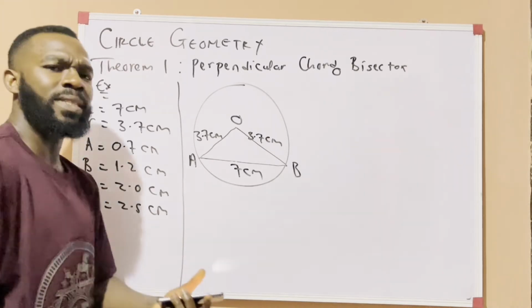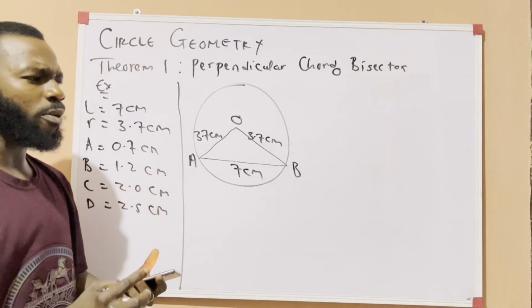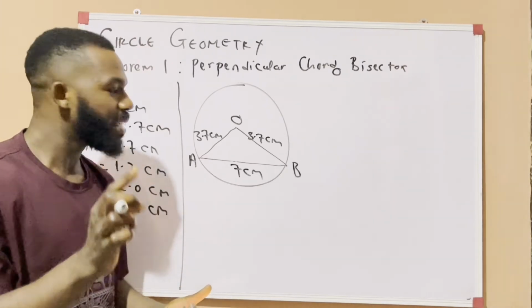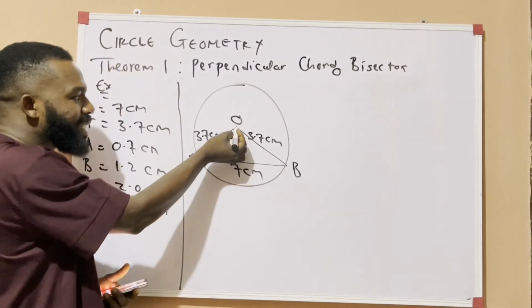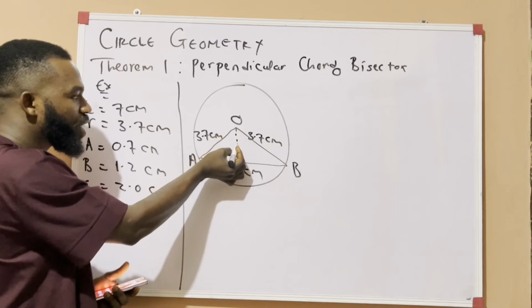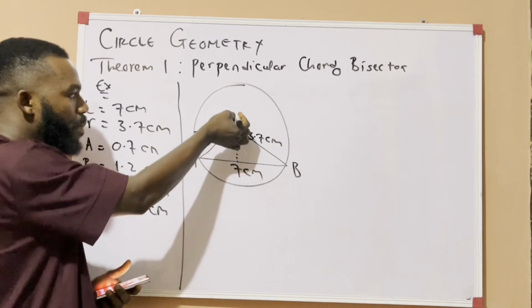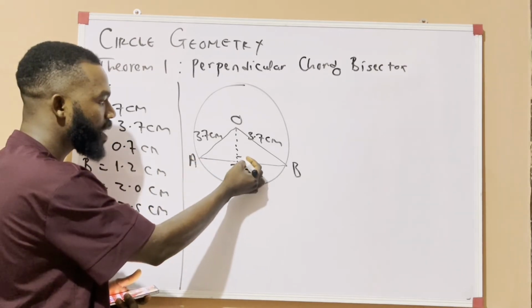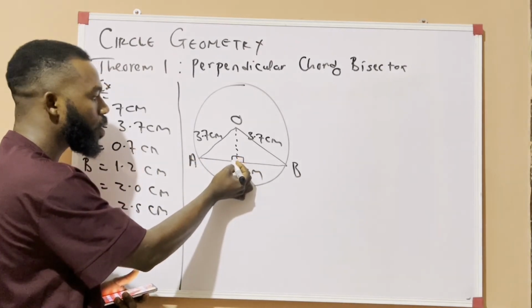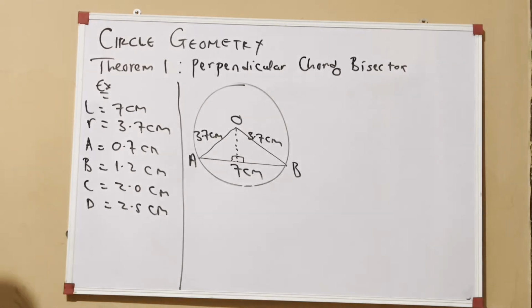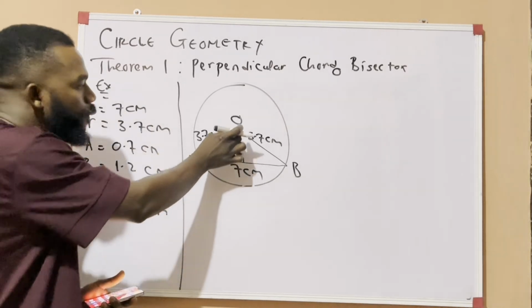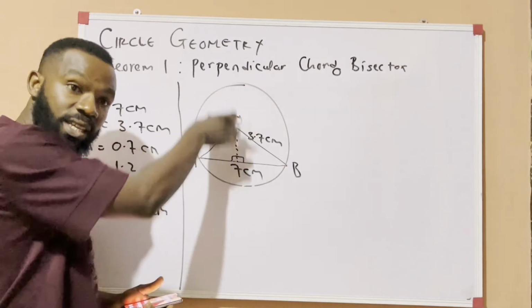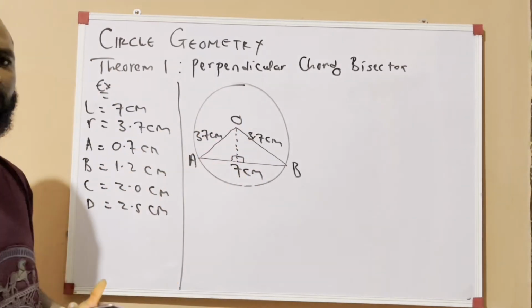You see, sometimes you are not told to calculate for the length. You are told to calculate for something else. Now, what did they tell us to find? We were told to calculate this line, which is the distance between the center and the chord, which is the bisector. Don't forget this is angle 90. Don't forget this is also angle 90. Now, how do we solve for the distance between the center and the chord?